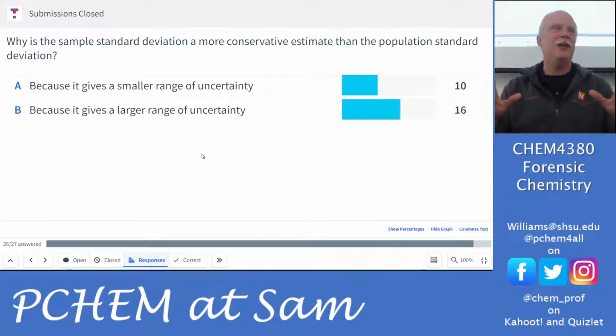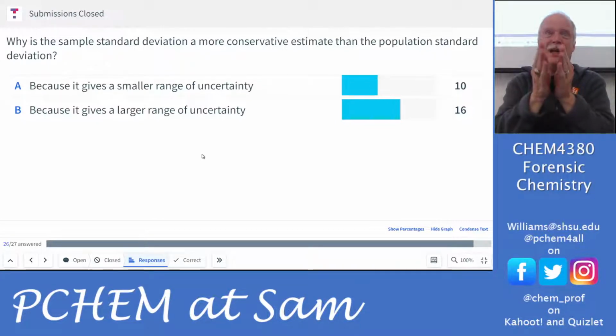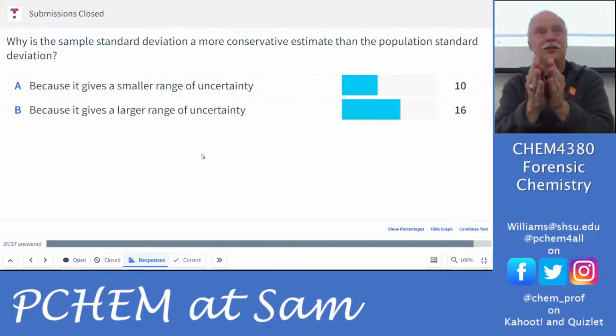I don't want you to go home thinking that large uncertainties are good, right? Large uncertainties are garbage because you want to be certain with your results, okay? But if you have a small number of data points, you report the S because of those two, it's the larger of the two.